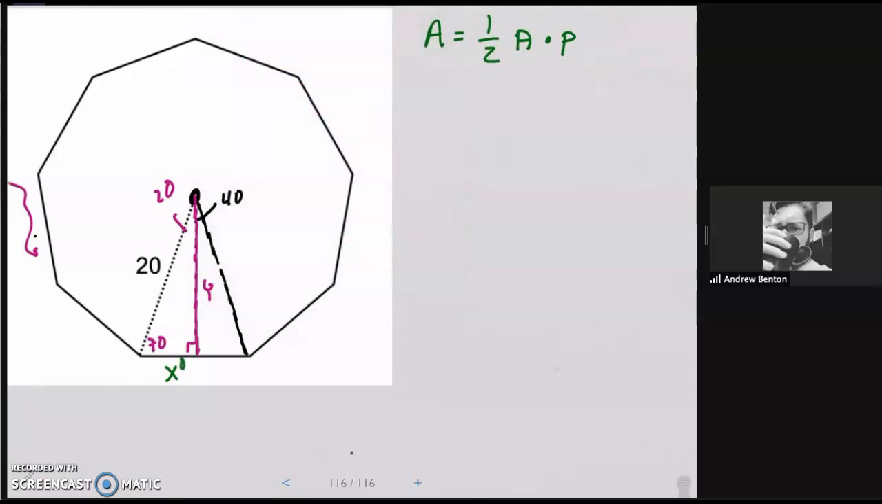So the base is adjacent to 70, or you could use 20. It would be opposite of 20. Doesn't matter. I'm going to focus on 70. And the hypotenuse, or the radius, is the hypotenuse. So I'm going to use adjacent over hypotenuse, SOHCAHTOA. That's going to be cosine of 70 equals x over 20. Multiply by 20 on both sides. 20 cosine 70 equals 6.84.